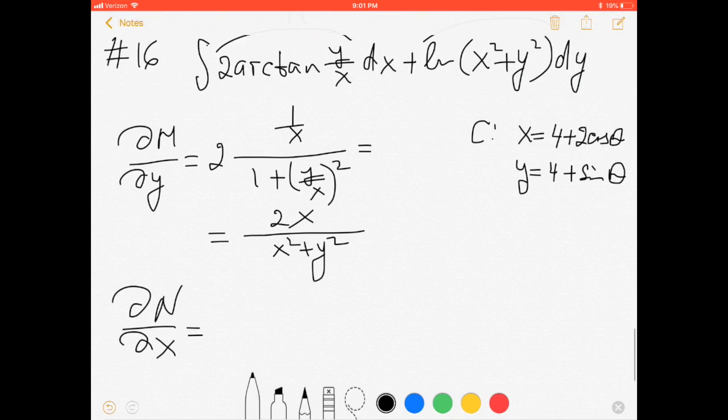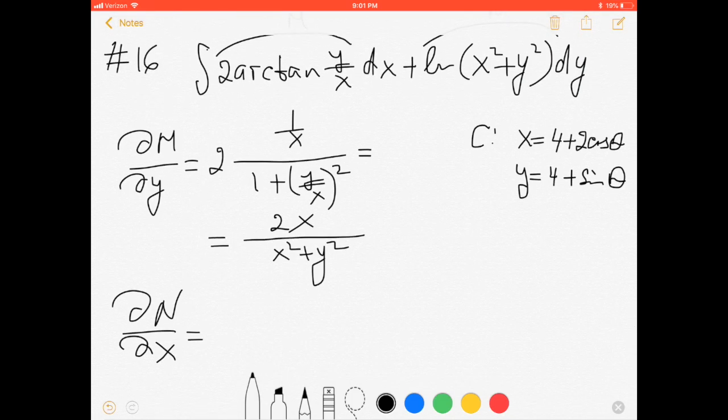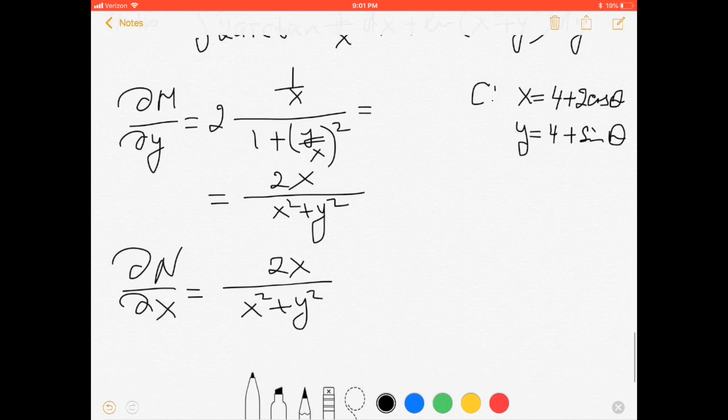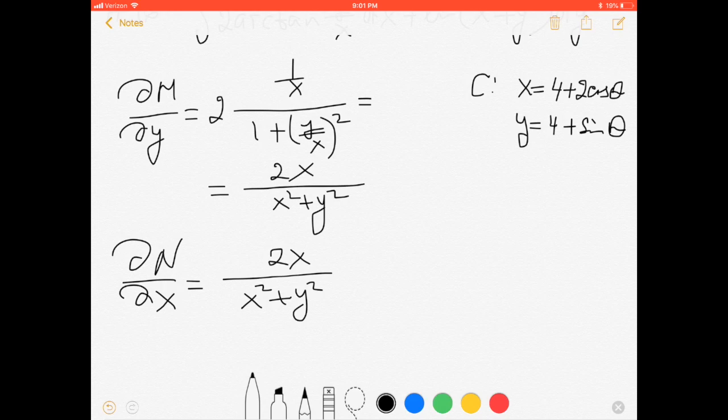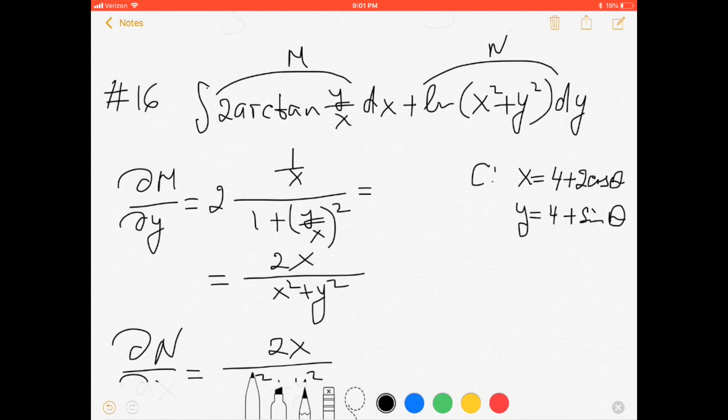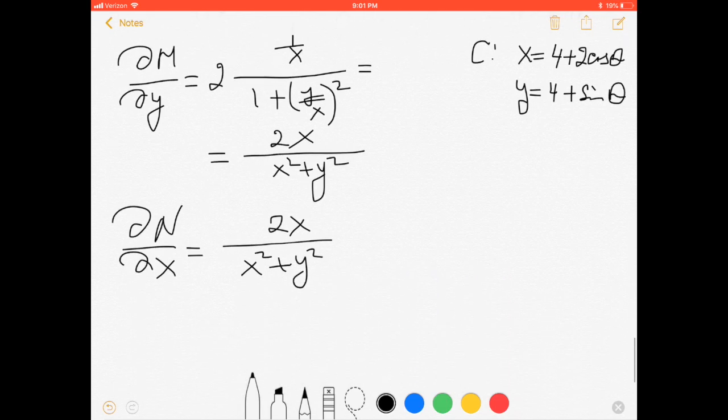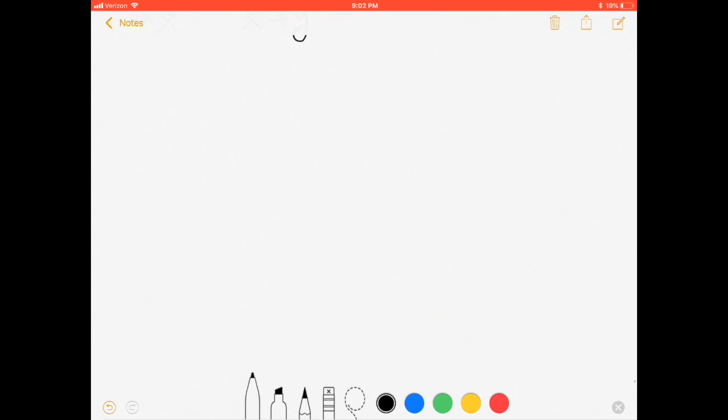dx. It will be natural log. This means here we have x squared plus y squared in the denominator, and the derivative of x squared plus y squared gives us 2x. We see these two derivatives are equal. This means if you move to the double integral, you have 0 there. Okay, great.